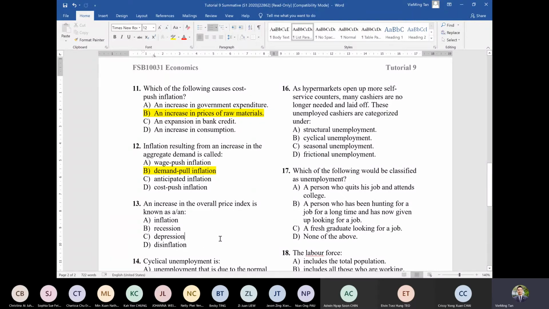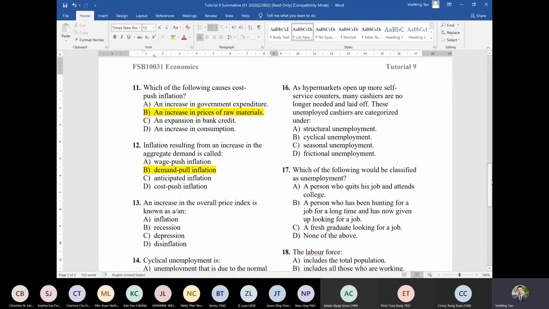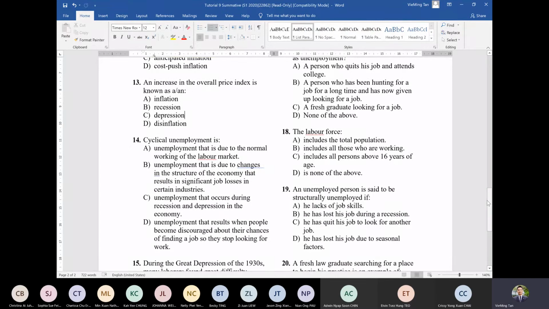Okay, number 13. David, are you here today? Are you with us today, David? David, are you here? No. Okay, then Christina. An increase in the overall price index is known as inflation. Correct, inflation. Recession and depression refer to the business cycle stages. We don't have the word disinflation. We don't have this type of word.